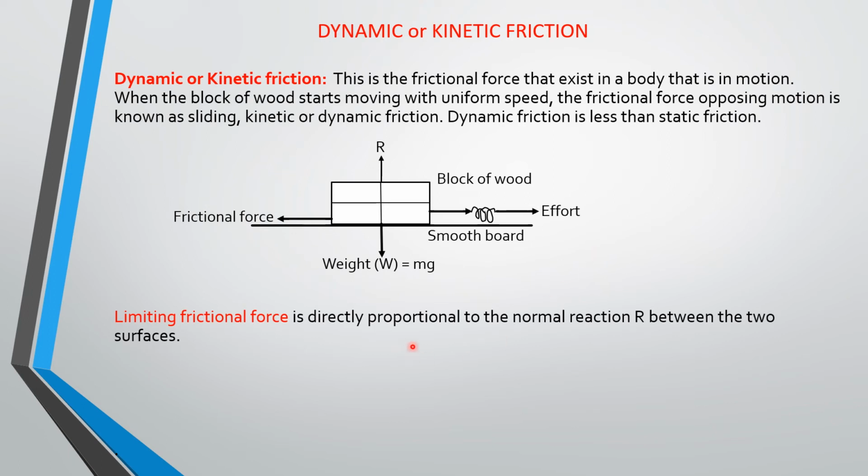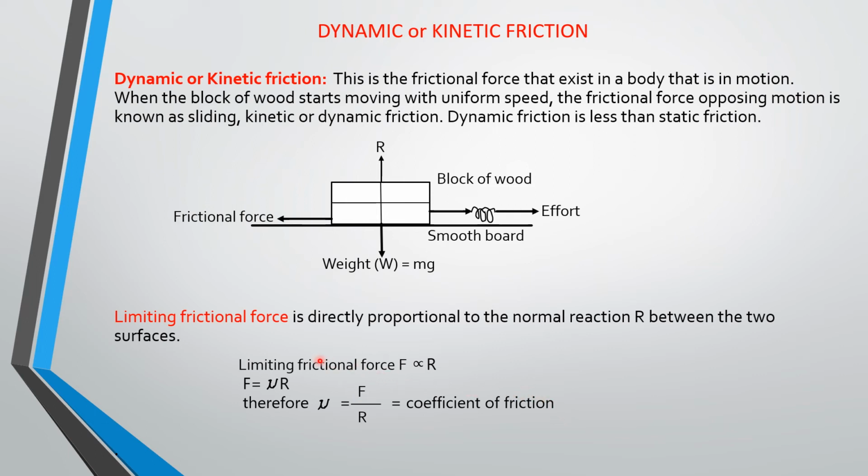Now, from the laws of friction, limiting frictional force is directly proportional to the normal reaction between the two surfaces. Mathematically, the constant of proportionality gives F = μR. This μ is called the coefficient of friction. So μ equals limiting frictional force over normal reaction. Frictional force over normal reaction is equal to what? Coefficient of friction.